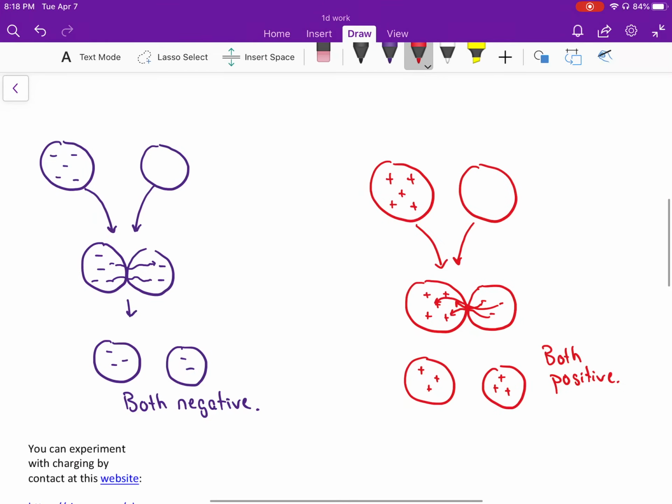That's a quick talk through charging by contact. The key is they both end up with the same charge.